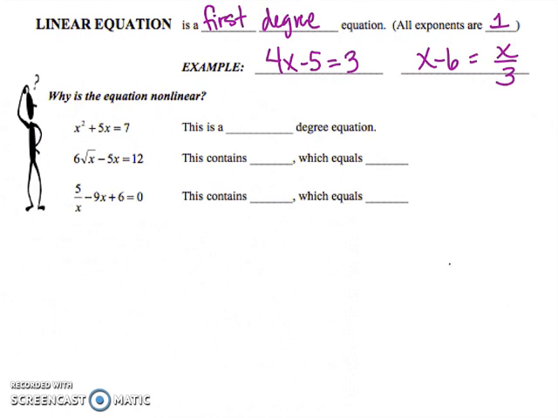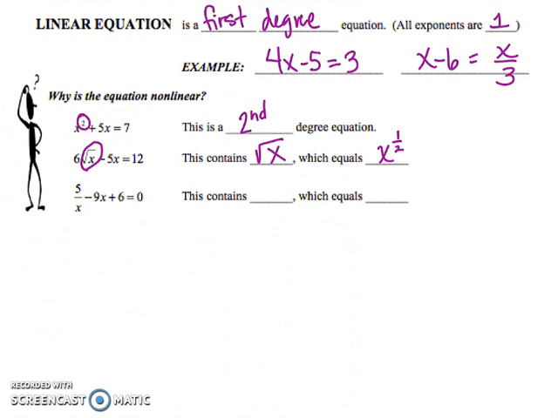This is nonlinear because it's a second degree equation. We have an x squared. The next one, 6 times the square root of x minus 5x equals 12. This one contains a square root of x, and remember, radicals are fraction exponents, so this is actually x to the 1/2 power. So that's what makes this equation nonlinear. All of our exponents have to be 1 if we're going to be linear.